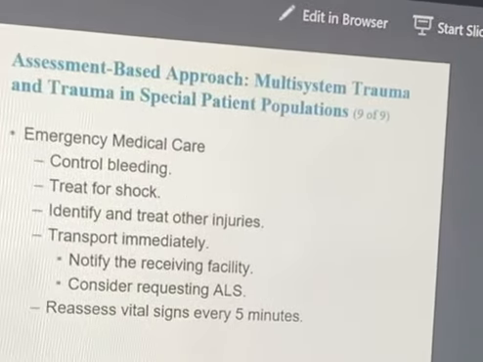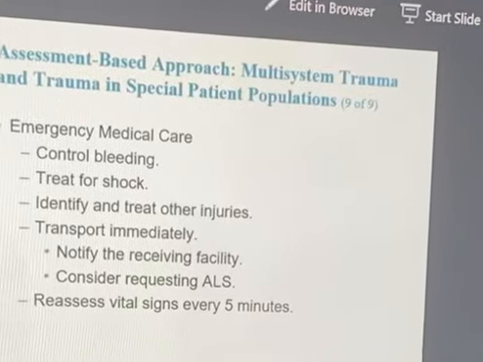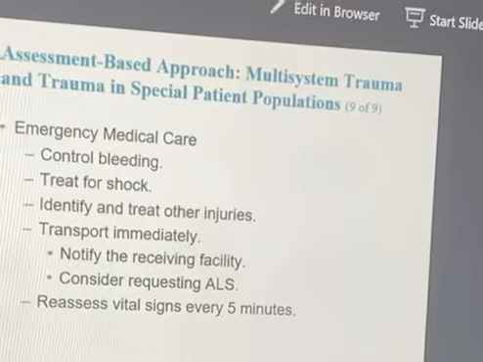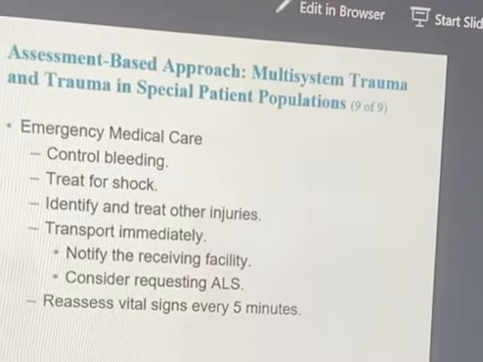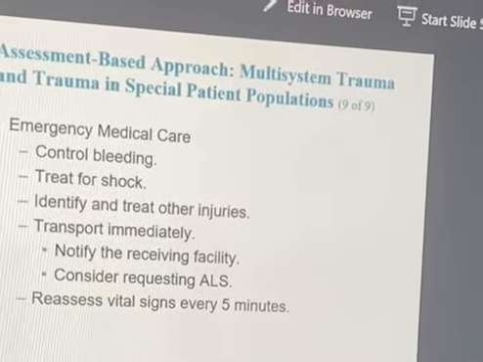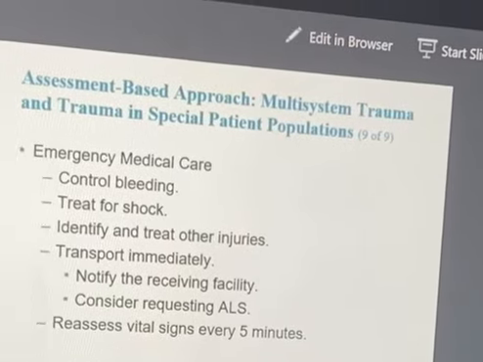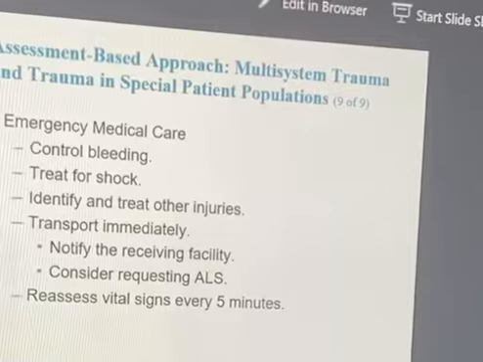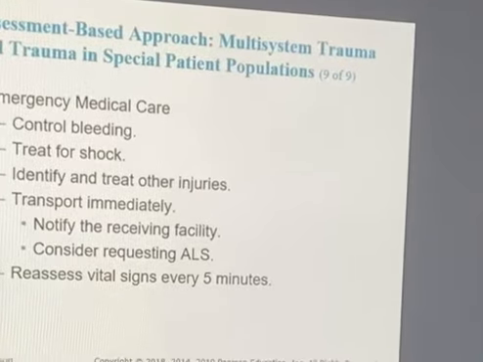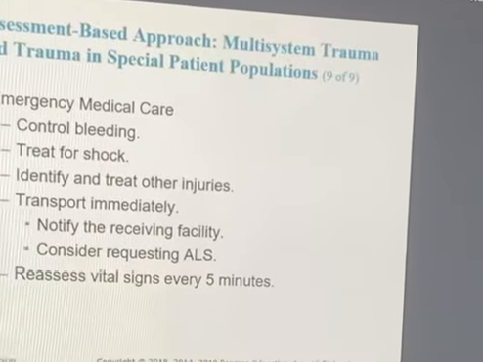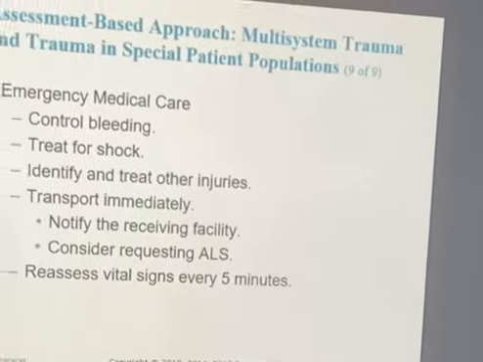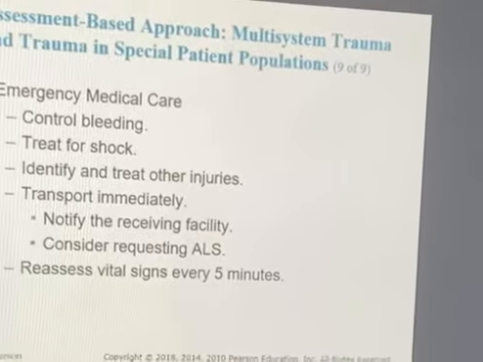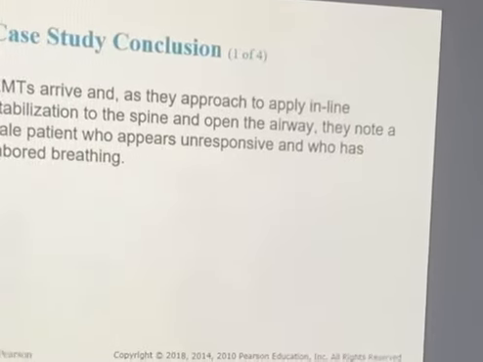Notify the receiving facility specifically what type of trauma patient you are bringing to them. Consider the use of ALS or air transport for these patients, and always follow your local protocols. All right. We want to give the facility a good amount of time to get their things in place. As much time as you can give them, the better off that patient's going to be, all right? And we want to reassess our vital signs every 5 minutes.